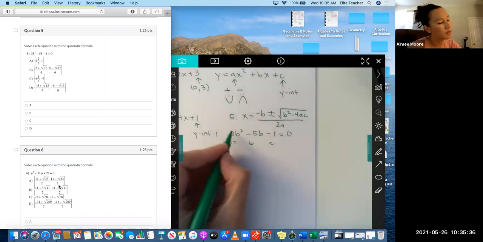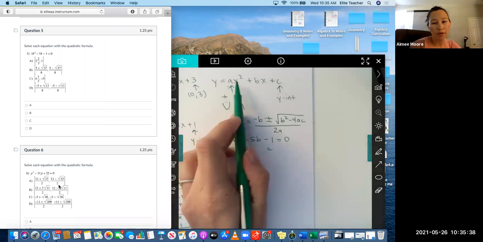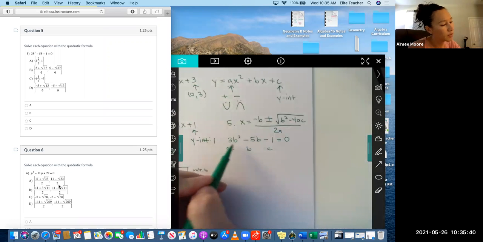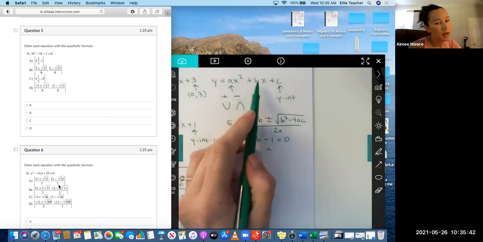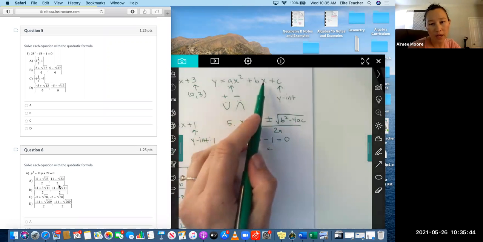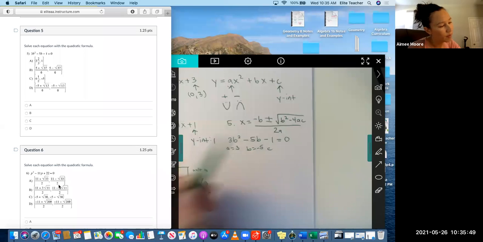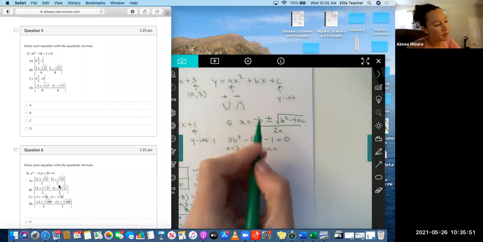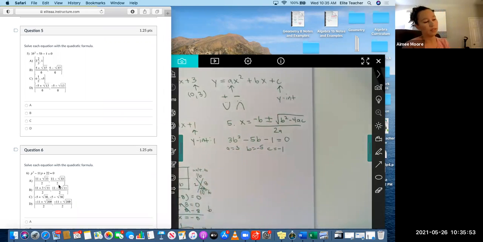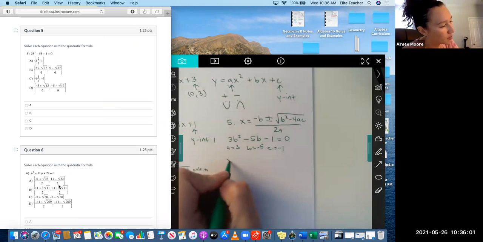In this case, A is the number in front of the squared term, which means A is 3. B is the number in front of the x term, which is -5. And C is the number without a variable, which is -1. And then we plug in and simplify and solve.